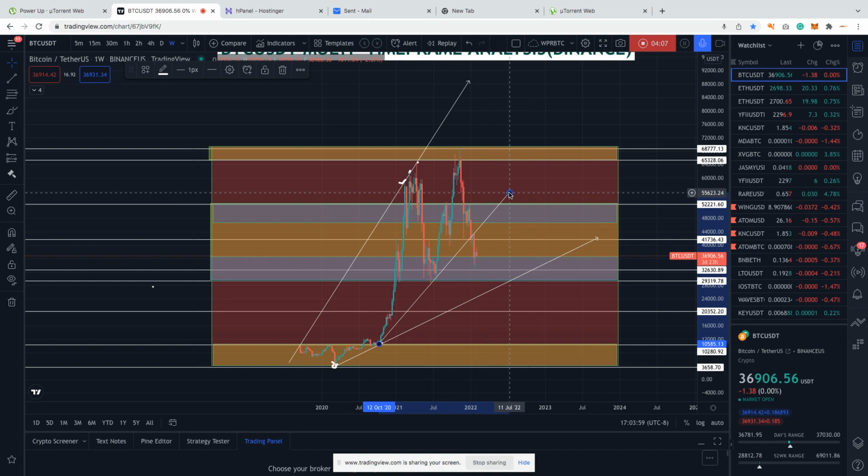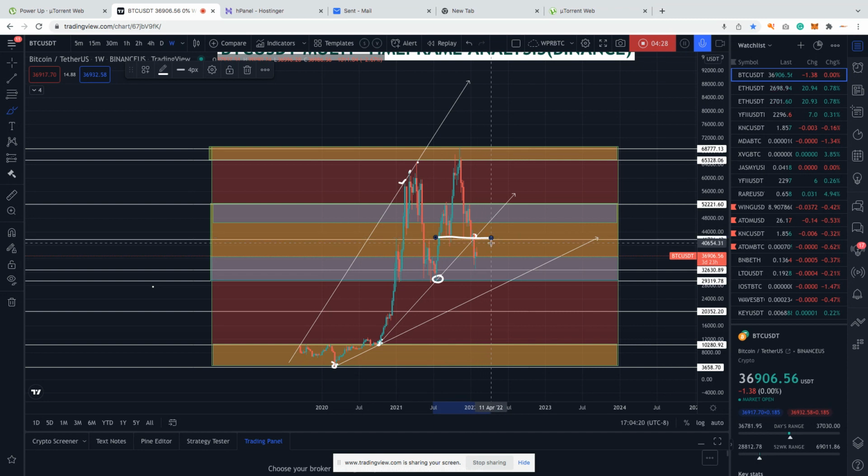So this bias line is around here, which they had respected quite well in the past, but obviously they seem to have lost respect for it this time around. You can see this is one and this is two, so two touches, and here they broke through it. They couldn't respect it again and they slashed through it.